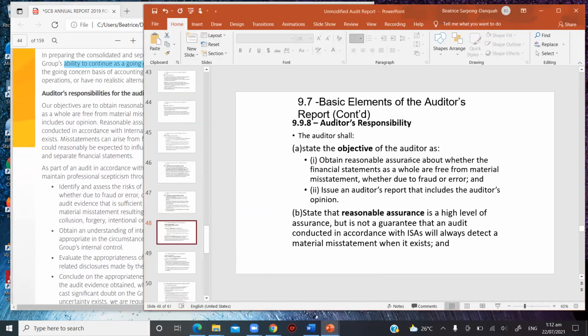The essence of this is to educate the readers of the auditor's report in an attempt to bridge the audit expectation gap. So in the auditor's responsibility paragraph, the auditor will state the objective of an auditor as to obtain reasonable assurance about whether the financial statements as a whole are free from material misstatement, whether due to fraud or error, and issue an auditor's report that includes the auditor's opinion. So that's how he will state the objective of the auditor.